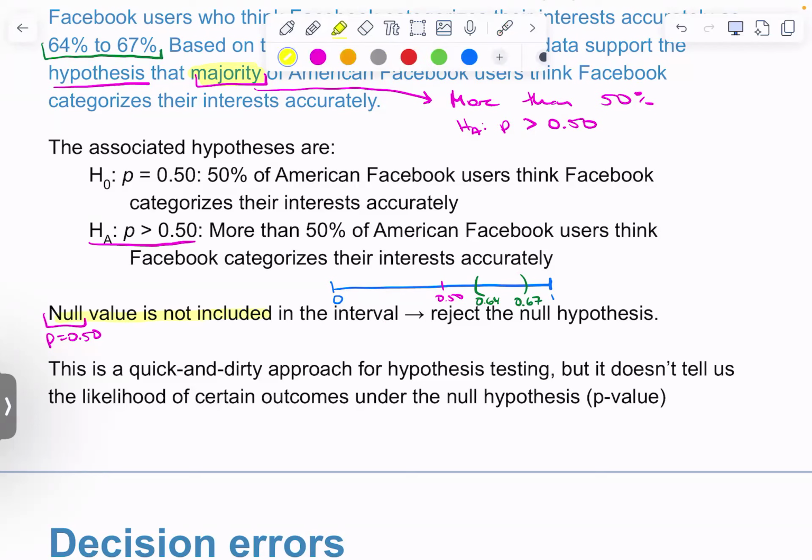I always find that drawing the number line is pretty helpful, because then you can see it. Oh, well, I'm 95% confident that the true proportion is somewhere in here. Therefore, I'm 95% confident that 0.5 is not one of those options.